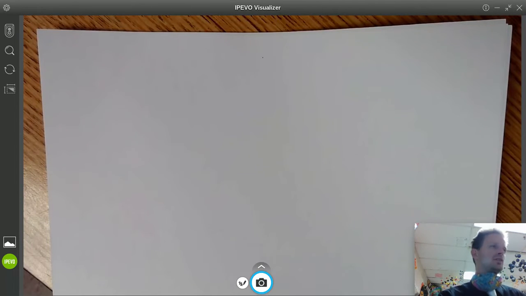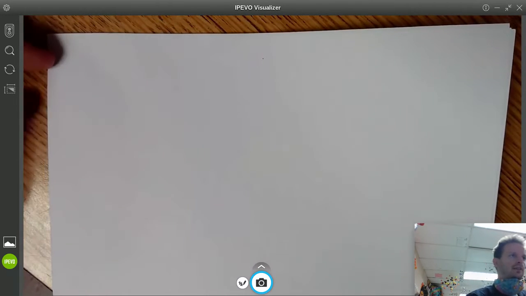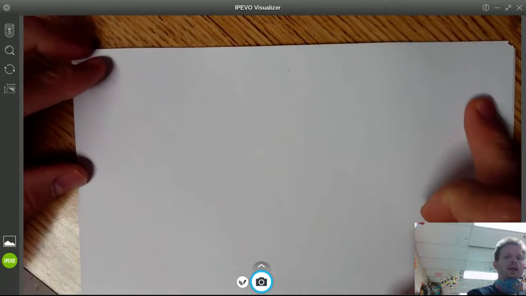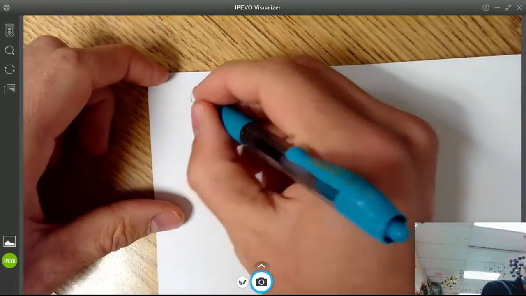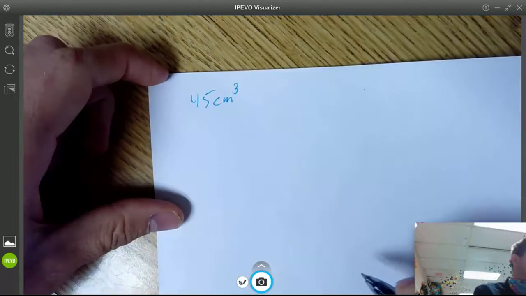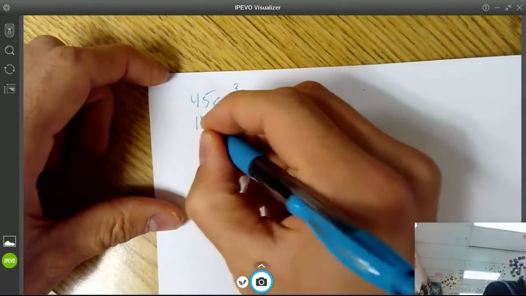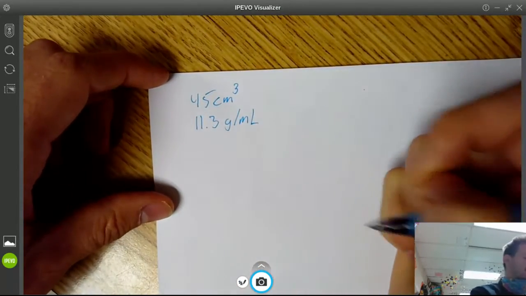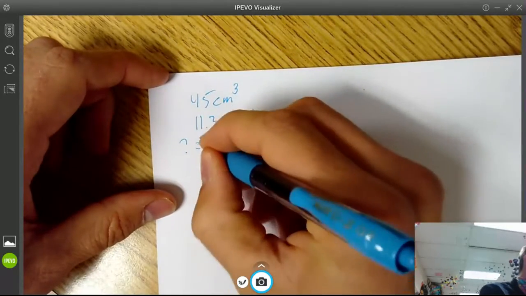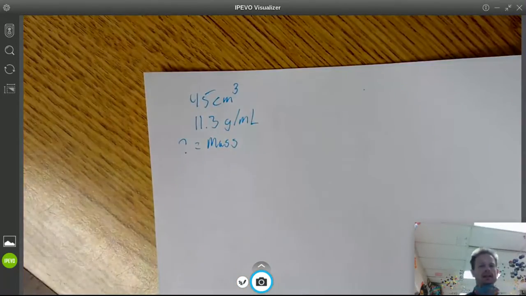I know I'm on a different page, so maybe go back and take a look at it. But basically it says the density of lead is known to be 11.3 grams per milliliter. Noticing that's a ratio. And what is the mass of lead that has a volume of 45 centimeters cubed? So basically what we have is a known quantity. We have 45 centimeters cubed, right? We know that. 45 centimeters cubed is what we have. We also have 11.3 grams per milliliter. And our question is, what is the mass? All right, so when we're looking at it, that's basically all we need to know.